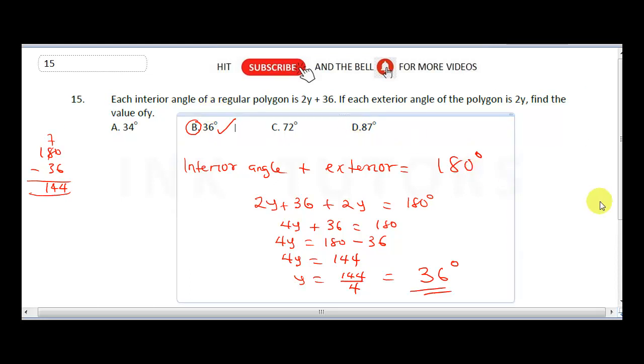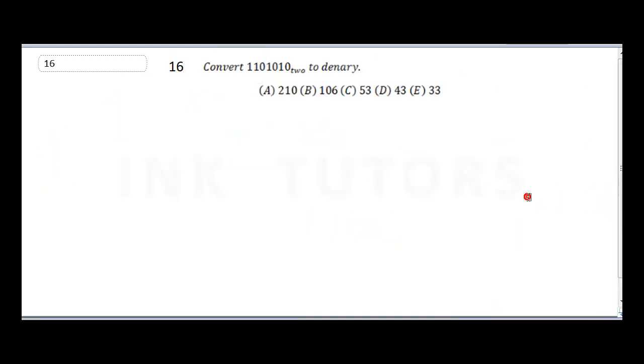Okay. So that'll take us to question 16, which says convert this number in base 2 to denary. So now to convert to denary means convert to what? Base 10. So this will be 1101010 base 2. Now I'll label the positions 0, 1, 2, 3, 4, 5 and 6. So this is how it's going to be.